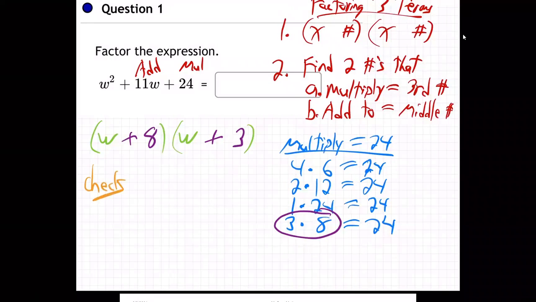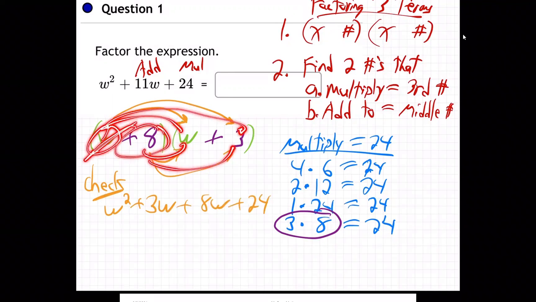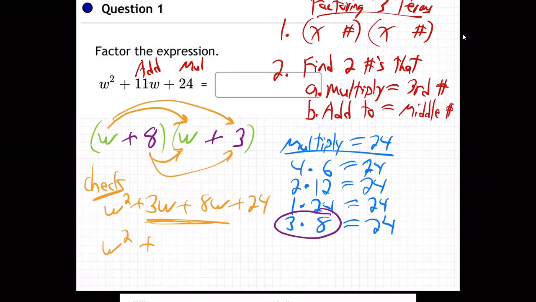Let me check it to make sure it's really right. Remember how you multiply out this kind of thing? Remember the first one goes to both. So that's W squared plus 3W. And then the 8 goes to both. Plus 8W plus 24. They take turns, right? And then remember these middle 2 are like terms. So 3W and 8W is 11W. See? Check. It went back to the original. It really is right.